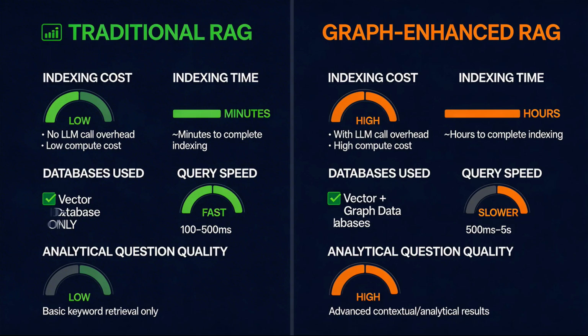There's a catch. GraphRAG is significantly more expensive. Indexing takes hours instead of minutes because every chunk requires LLM calls for entity extraction. You need a graph database on top of your vector database. Query latency jumps from milliseconds to seconds. But for the questions that matter most, the ones traditional RAG simply cannot answer, the quality improvement makes it worth every penny.